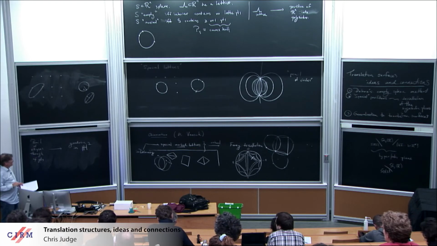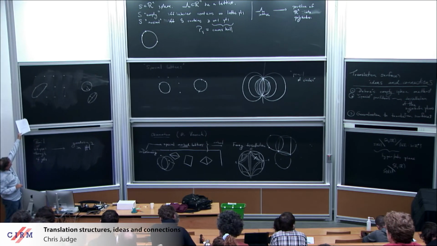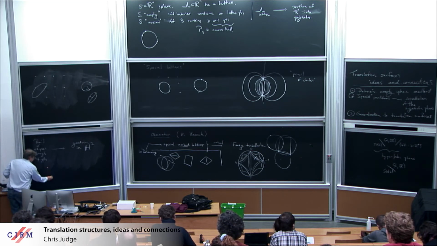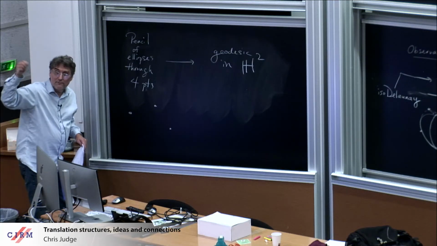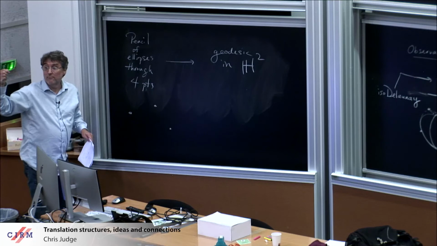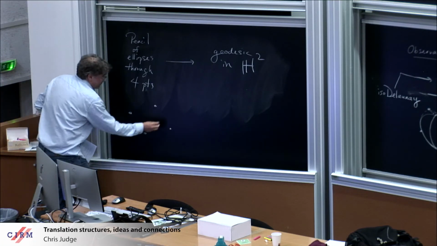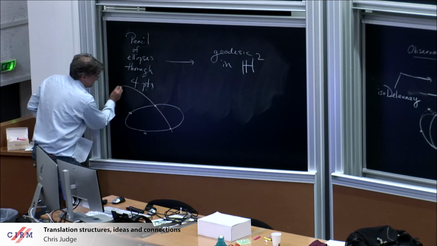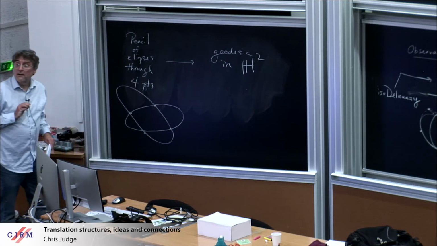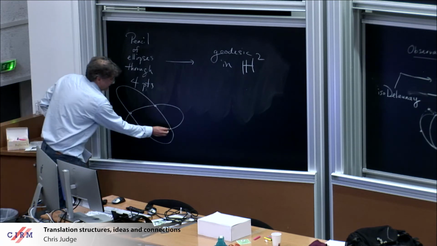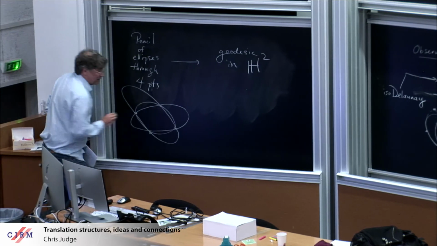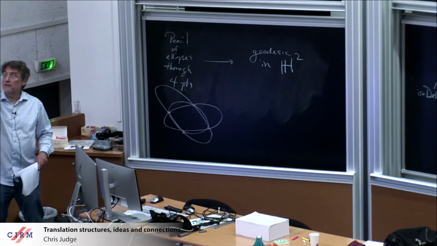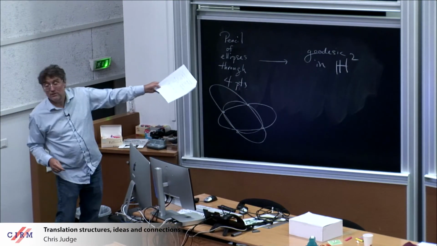Okay? So under this map, what I just said, a pencil of ellipses... an ellipse is determined by 5 points. So if you have 4 points fixed and 1 point free, you have 1 degree of freedom, right? And here's an example. Here's an ellipse. Here's an ellipse. And there's a whole bunch of them that go through there. So there's a whole family of ellipses, and that corresponds to a geodesic in H2.